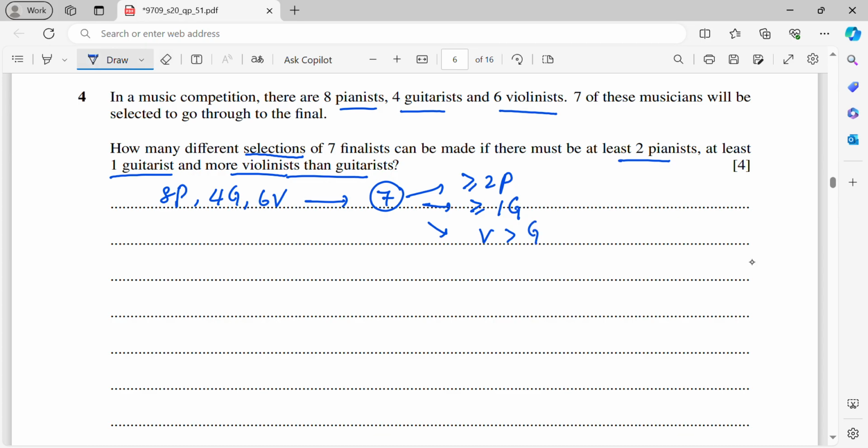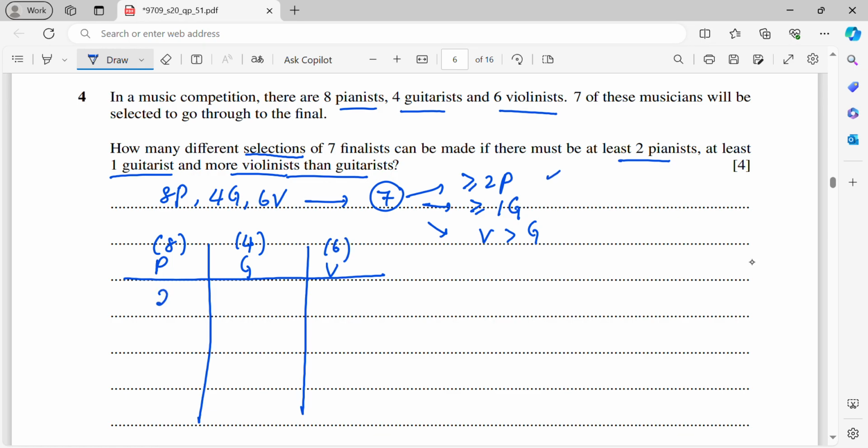Alright, so now I will draw the table. Initially you have 8P. P means pianist. So then G you have 4, and then V you have 6. Now to get at least 2, I will start with 2 first, and at least 1 G. So 1. Now 2 plus 1 is 3. I need 7. That means this is 4. And 4 is greater than G. That is fine. Now probably I will say 2P, 2G.